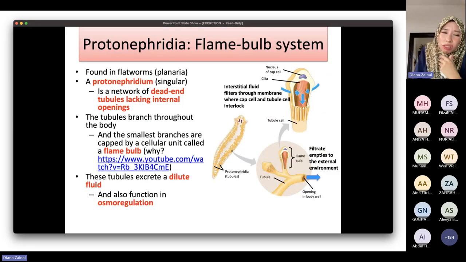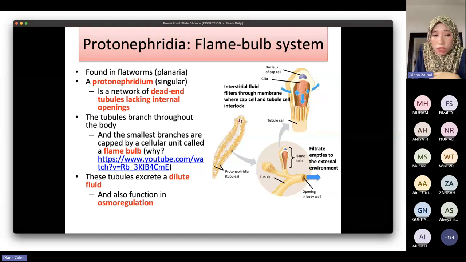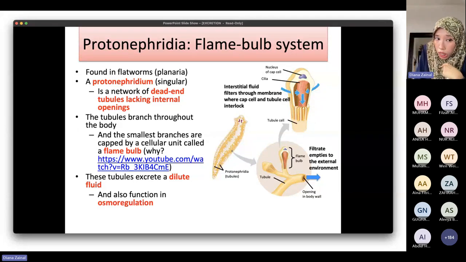Okay, so let's see the protonephridia, right? Or we call it a flame bulb system. Okay, so it's found in the flatworm. It's another word for the planaria. Planaria is more like a scientific term for the flatworm lah. Flatworm tu biasanya can be found in the ocean water. Okay, they are a network of dead end tubules lacking internal openings.